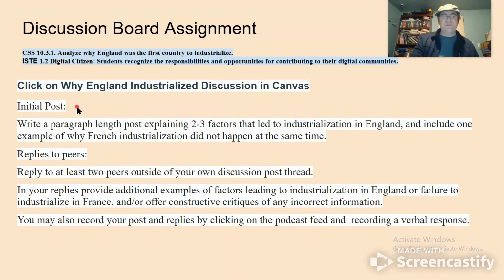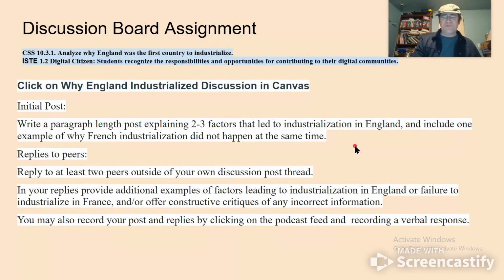For this assignment, this is a discussion board, so you'll write an initial post and then you'll reply to peers. For your initial post, write a paragraph-length post explaining 2 to 3 factors that led to industrialization in England, and include one example of why French industrialization didn't happen at the same time.